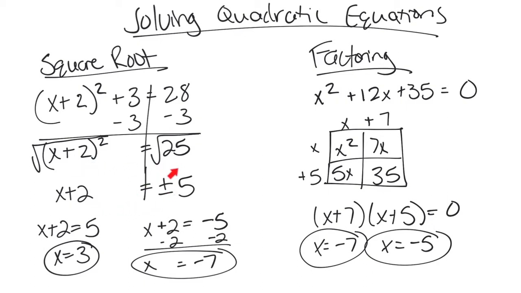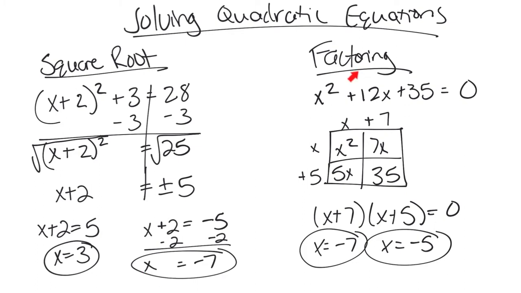And the key in this one is that when you take the square root of a number, it can be the positive or the negative value of that. So x plus 2 could equal positive 5, or x plus 2 could equal negative 5 in this example. And we get two possible solutions. X could be 3, or x could be negative 7. So that's using the square roots.